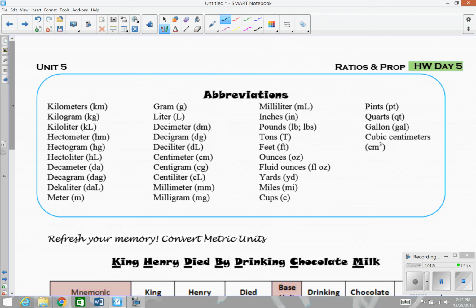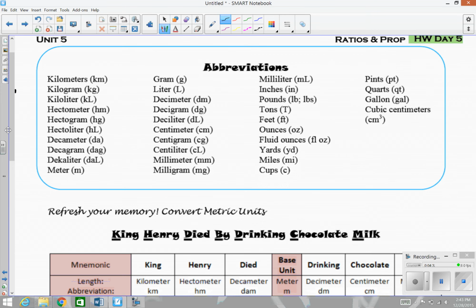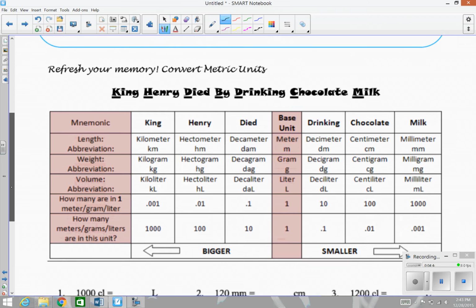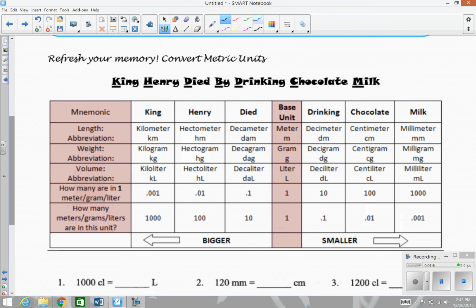On this page, I've just listed some abbreviations for you. You do need to be familiar with what these are. You're not always given the written words. Sometimes you're given the abbreviation, so please be familiar with those. And I've also given you our metric chart. I believe you learned it: King Henry died by drinking chocolate milk.